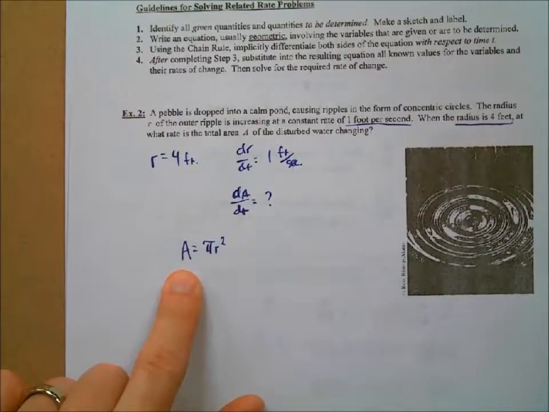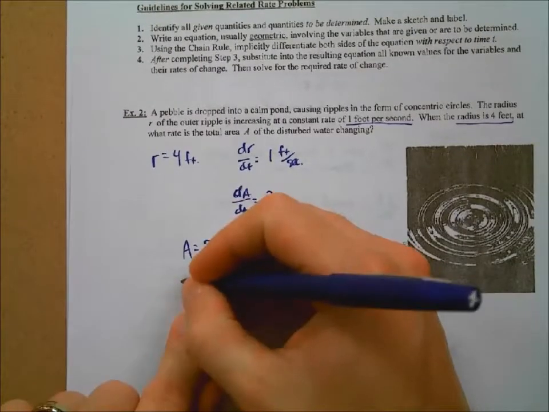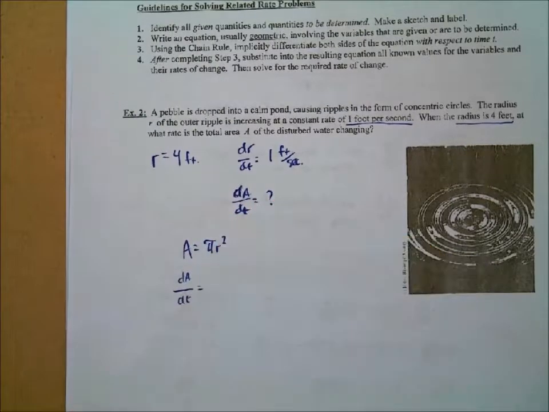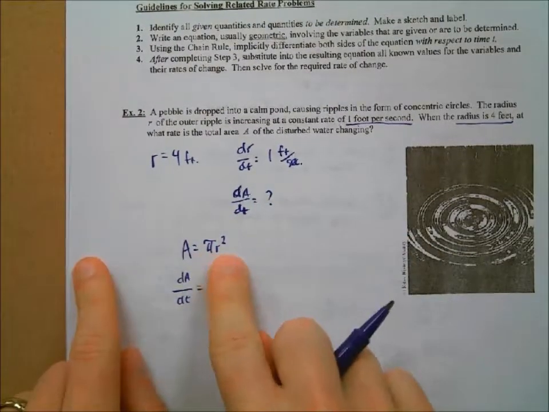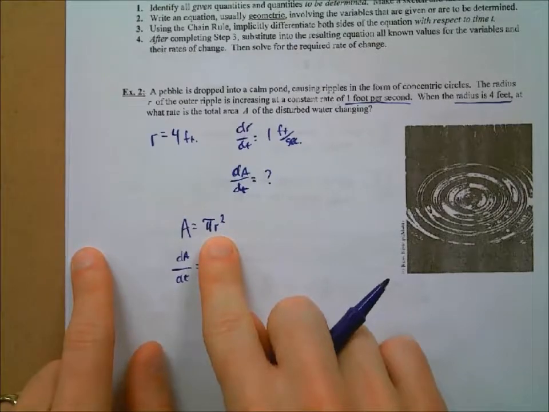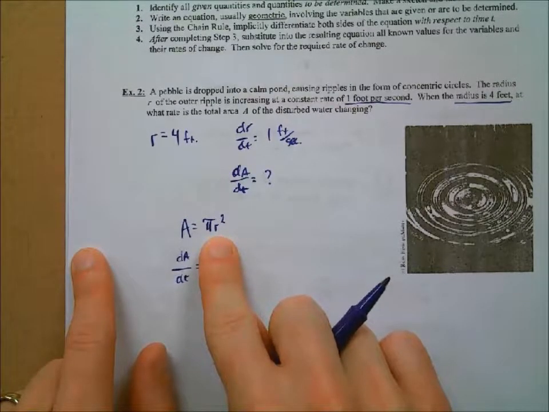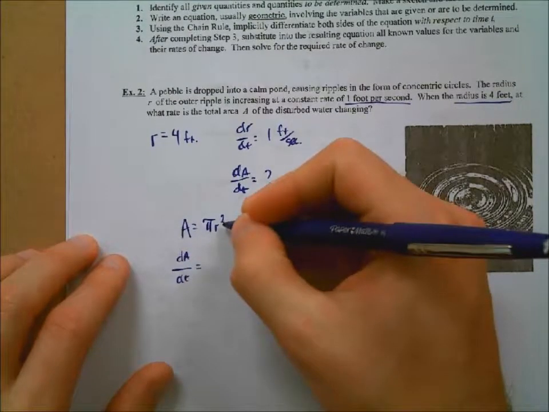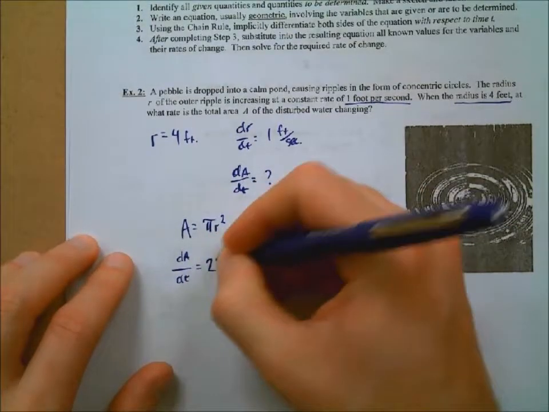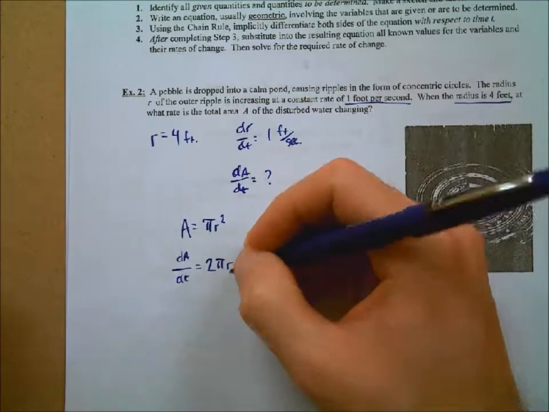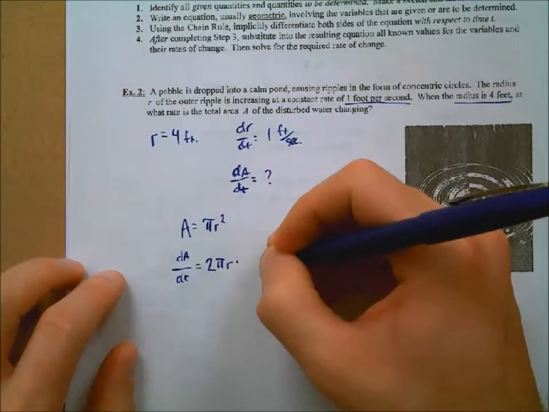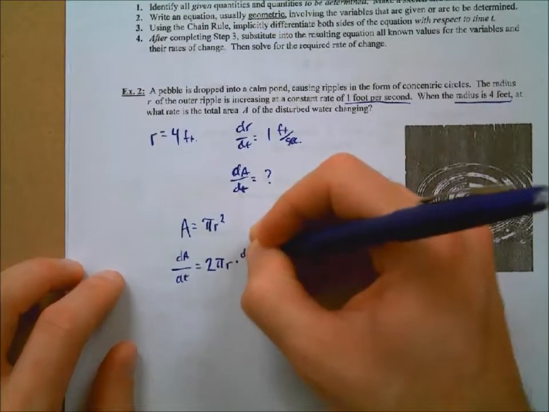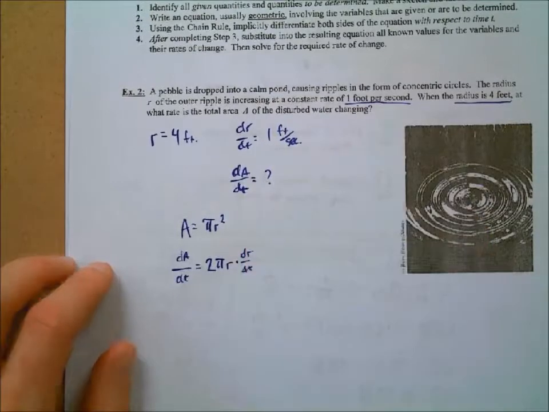So using the chain rule now, implicitly differentiate both sides of the equation with respect to time t. What is the derivative of A with respect to t? dA dt. Pi r squared. Do I need to use the product rule here? No. Pi is a constant. Treat it like a coefficient. And so it's going to be the 2 from the r squared. The 2 will go out front, so it'll be 2 pi r to the 1, times dr dt, the derivative of what's inside with respect to t.